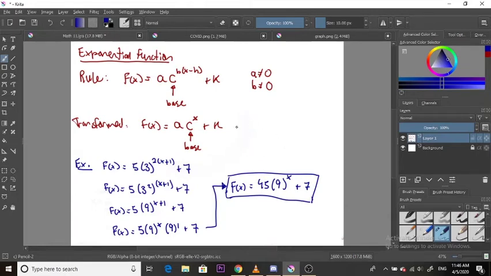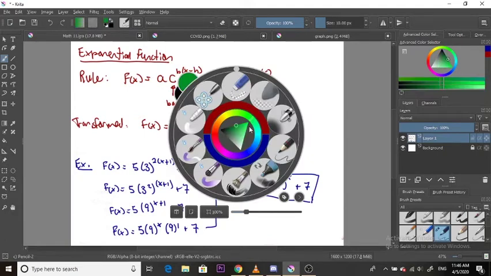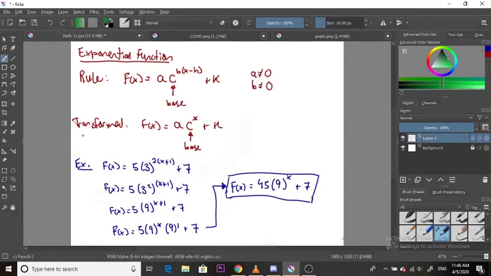Now, something to note, and I'll choose a different color once again. This function, like I said before, has an asymptote. And that asymptote is at y is equal to your k value. This is your equation of the asymptote. So if we're looking for the equation of the asymptote right here, we know that the asymptote is at y is equal to positive 7 because that is our k.